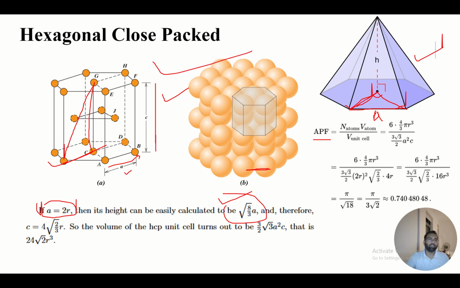So we have this atom participating 1 by 6 times in this unit cell, and this is participating completely, meaning it is participating fully, and then this is also 1 by 6 times. So there are how many? 1, 2, 3, 4, 5, 6. So 6 into 1 by 6. So it would be here 1.